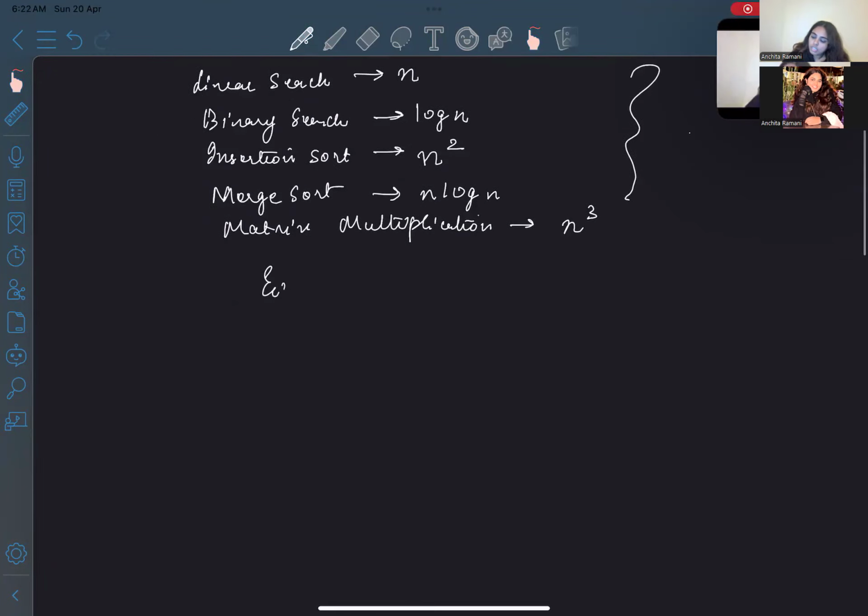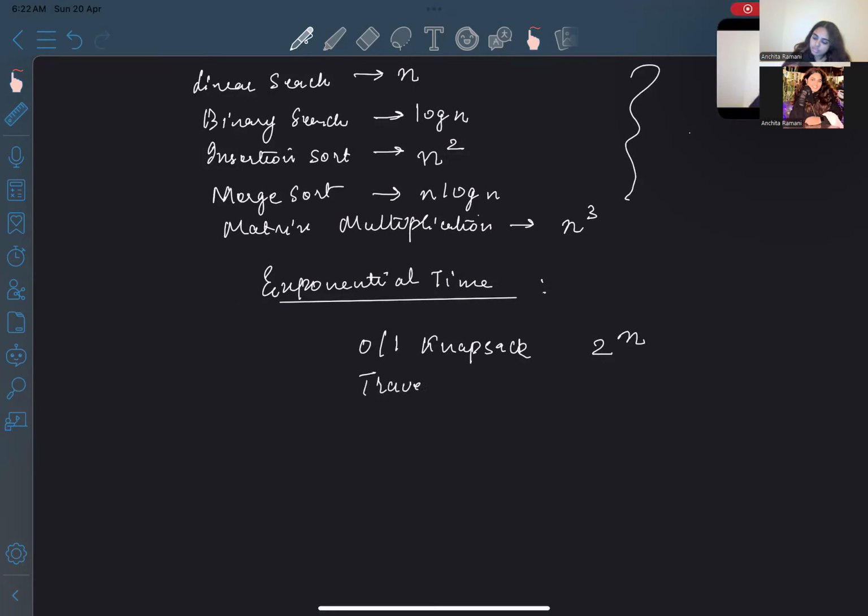Then there is exponential time. In these, we have seen the 0, 1 knapsack problem, which is like 2 power n. There is the traveling salesman problem, and there are many more, like sum of subsets. I think all of them are like 2 to the power n. So these are exponential algorithms.